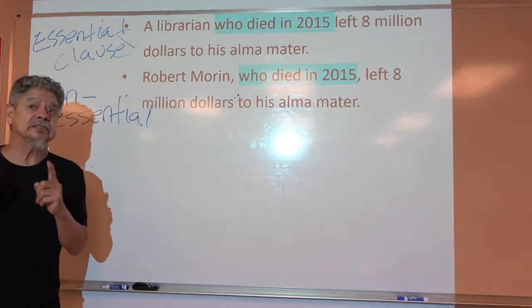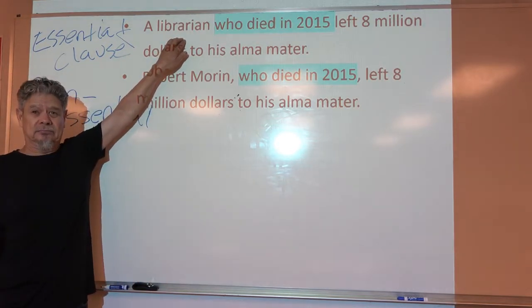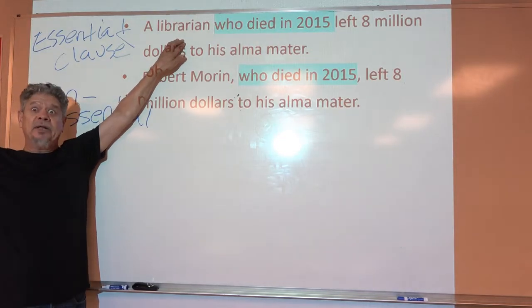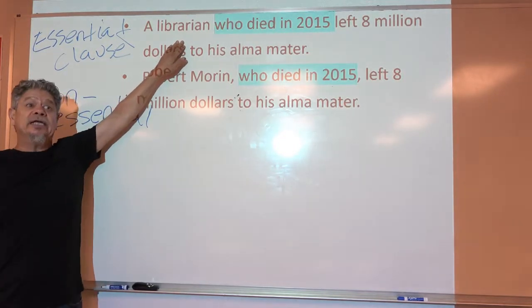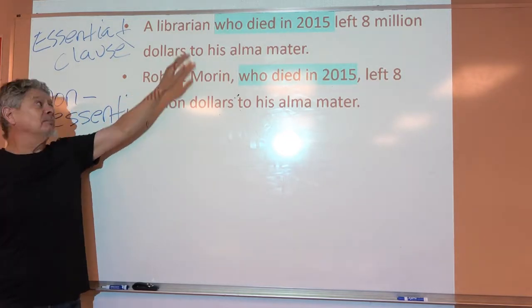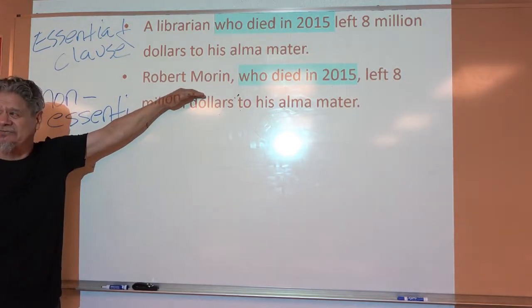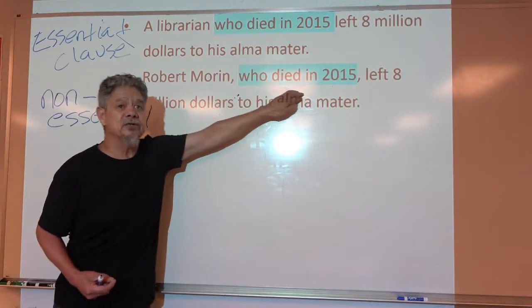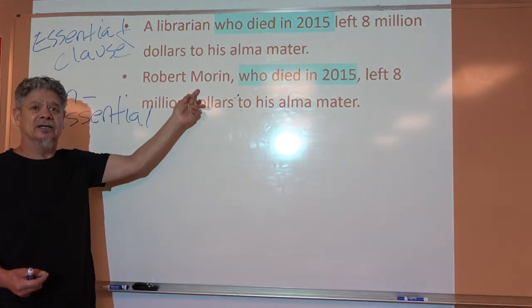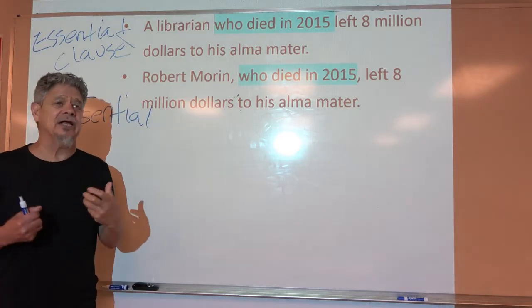It's not really important to know the sentence. Okay? So notice. Here, this is general. A librarian. A teacher. A student. You don't know who. But when you mention a specific person or a specific thing, then you can use the commas because you already have the identity.